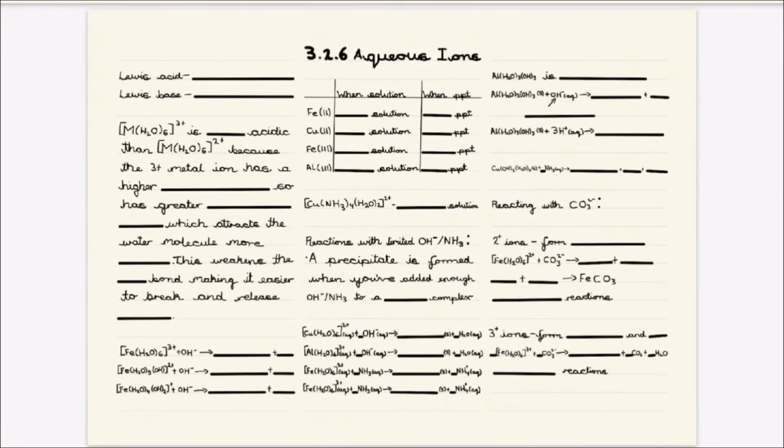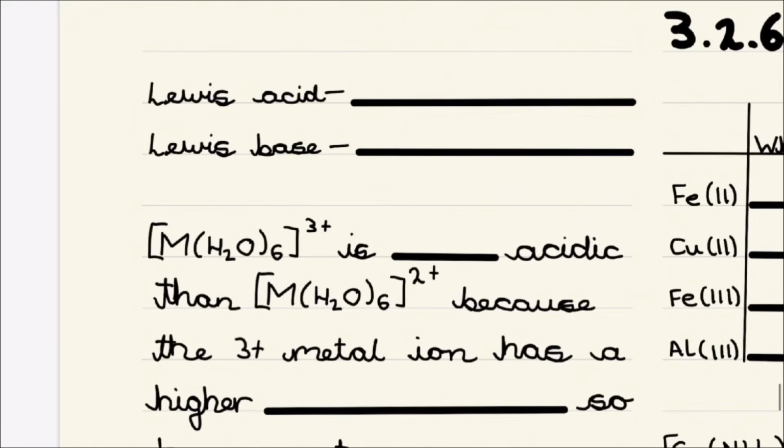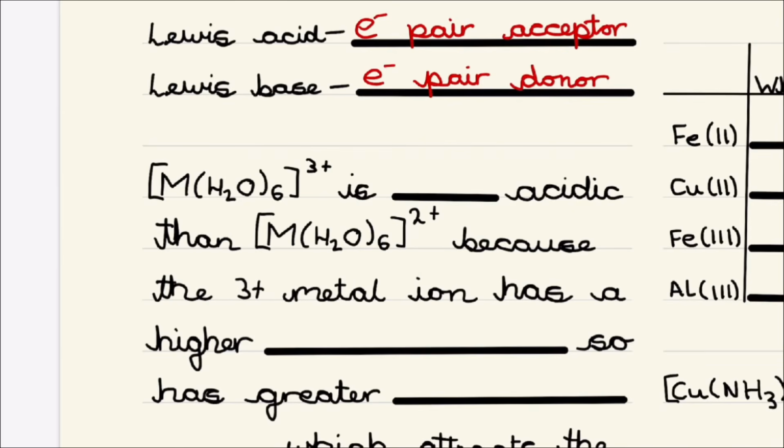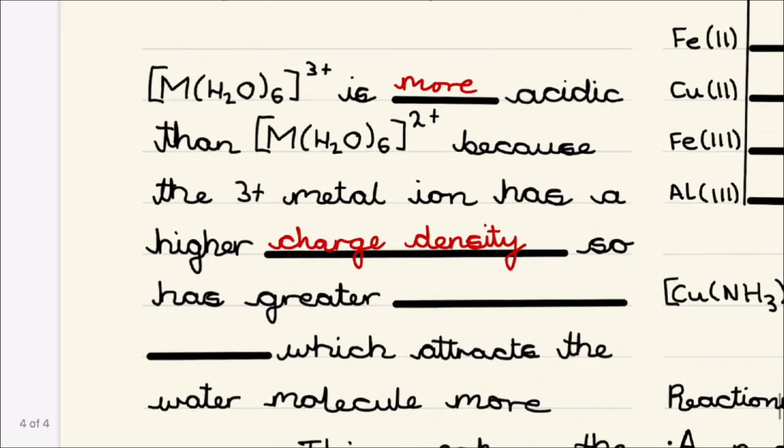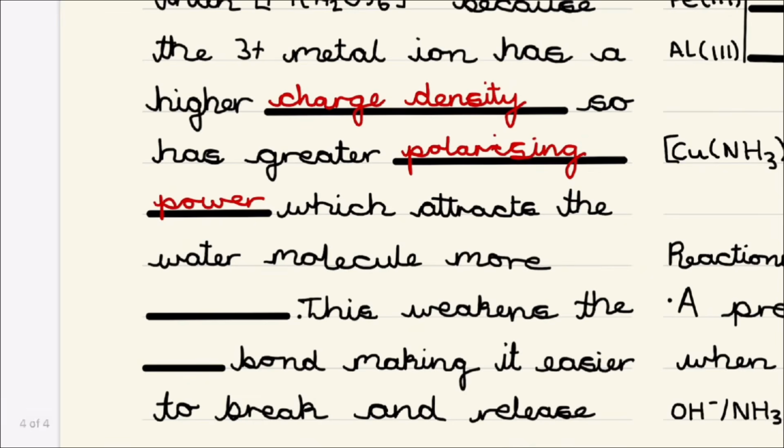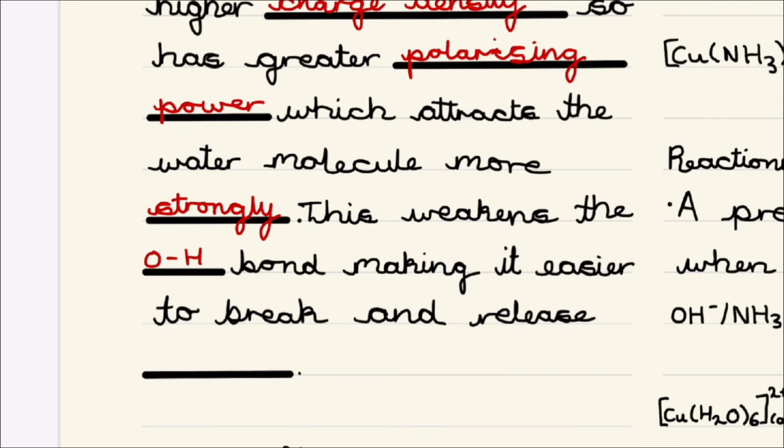Okay, so now we're finally on to the last chapter. A Lewis acid is an electron pair acceptor. A Lewis base is an electron pair donor. Now when you have a hexa aqua complex, if it's a 3+, that's going to be more acidic than a 2+. And that's because the 3+ metal ion has a higher charge density, so it has greater polarizing power, which attracts the water molecule more strongly. This weakens the OH bond, making it easier to break and release H+ ions.